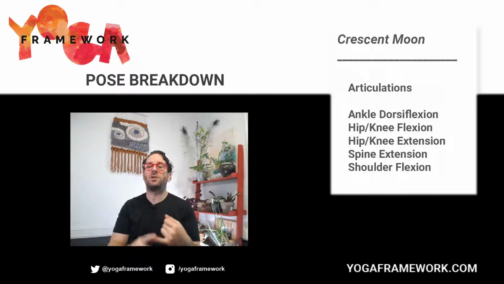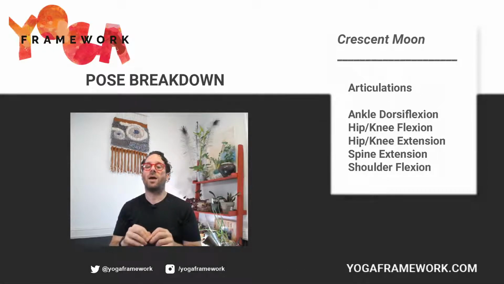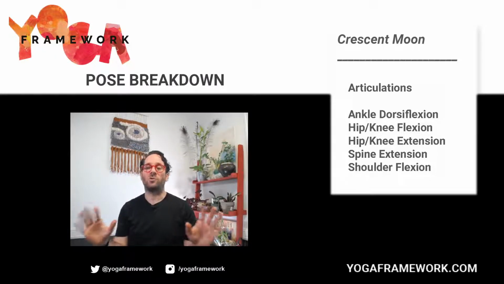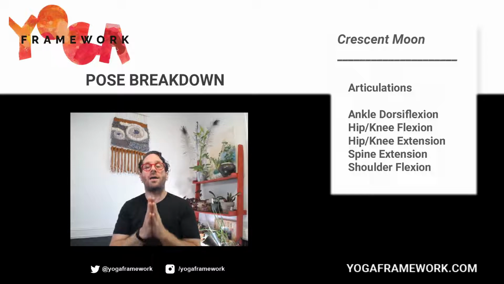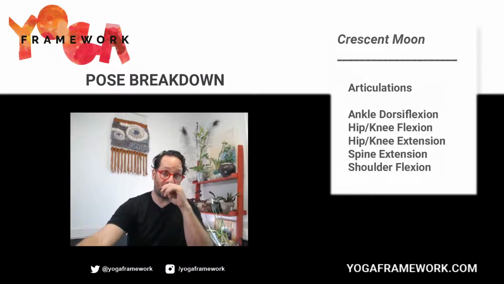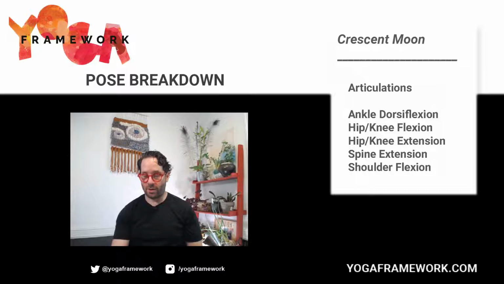Ankle dorsiflexion, hip and knee flexion in the front leg, hip and knee extension in the back leg, and then we have spine extension or maybe some neutrality if you're having an issue, and shoulder flexion or a variation of that in some way.